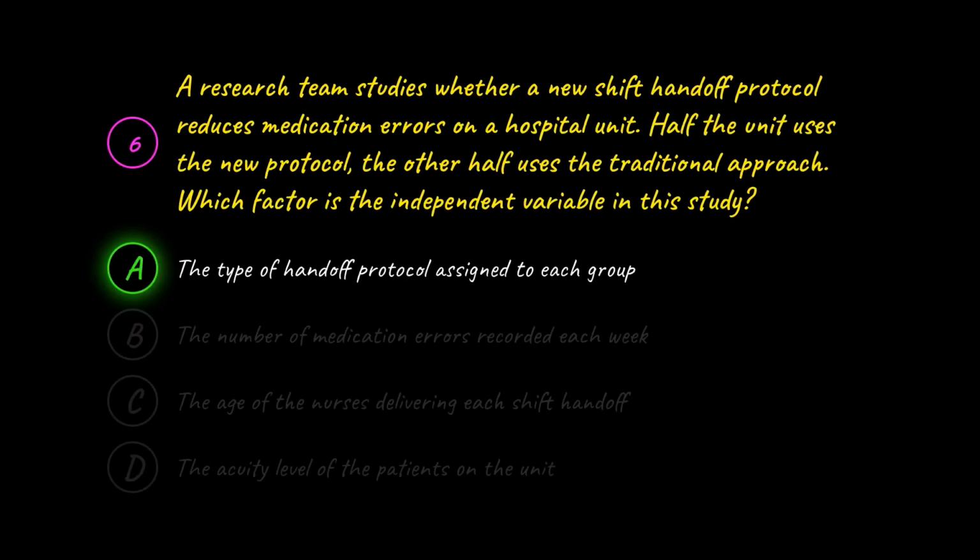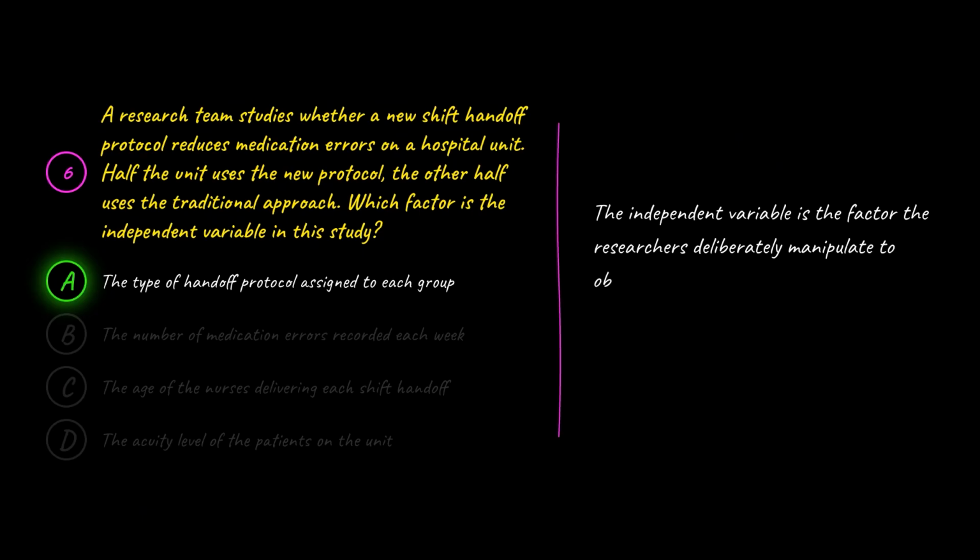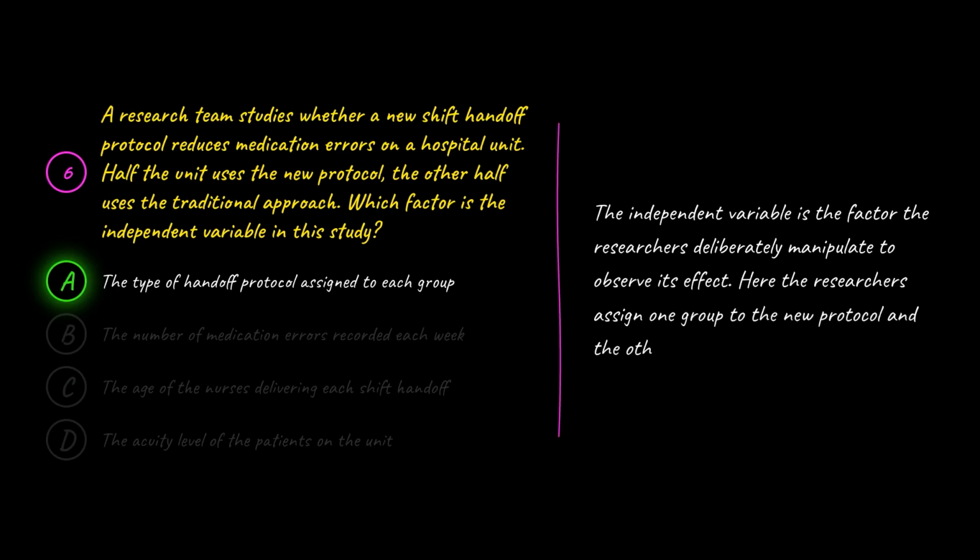The correct answer is A. The type of handoff protocol assigned to each group. A is correct because the independent variable is the factor the researchers deliberately manipulate to observe its effect. Here, the researchers assign one group to the new protocol and the other to the traditional approach. That deliberate choice of protocol is what they control, so it is independent.